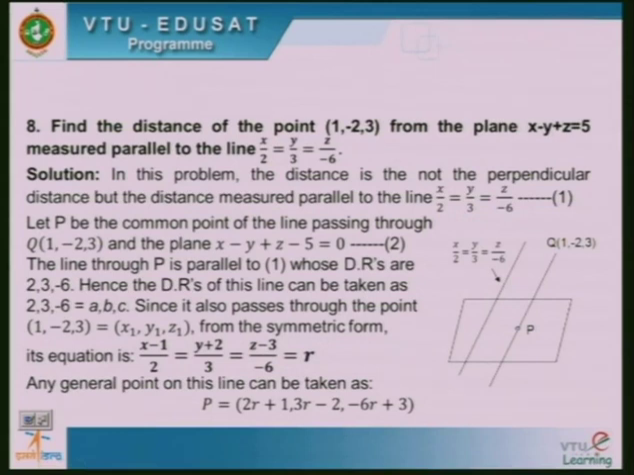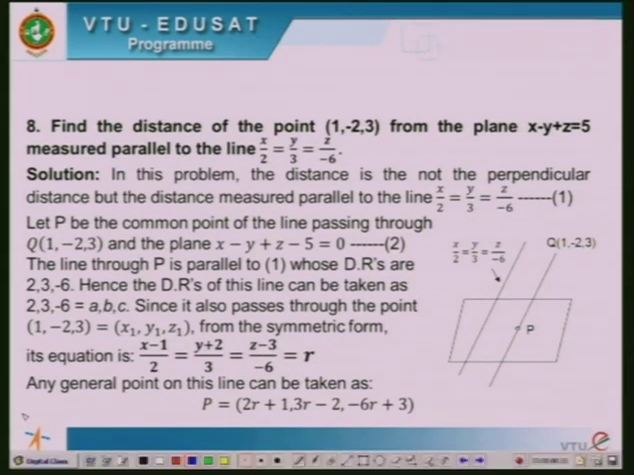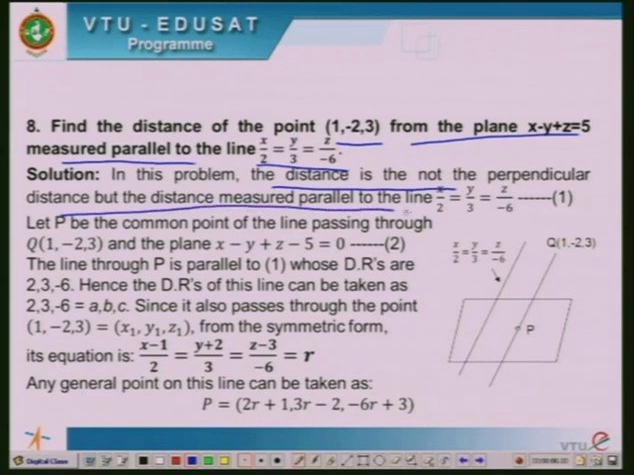Now, the next example is: find the distance of the point 1, minus 2, 3 from the plane measured parallel to the line x by 2 equal to y by 3 equal to z by minus 6. Now, what difference you see between this and the earlier examples is that the distance is not the perpendicular distance, but the distance measured parallel to the line. So, because it is to be measured parallel to the line, it is not the perpendicular distance like this, it is this. So, the ratios of this line are transferred to this line also.